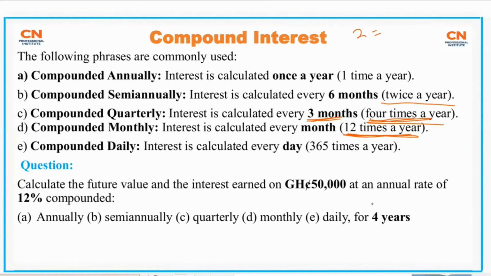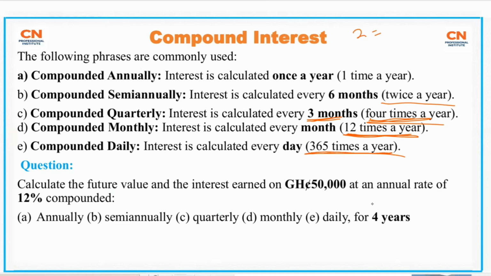If it is compounding daily, then we calculate the interest every day. So it will compound 365 times a year. So imagine you are doing the interest for 2 years. That will be 2 times 365, which is 730. I hope you are following.